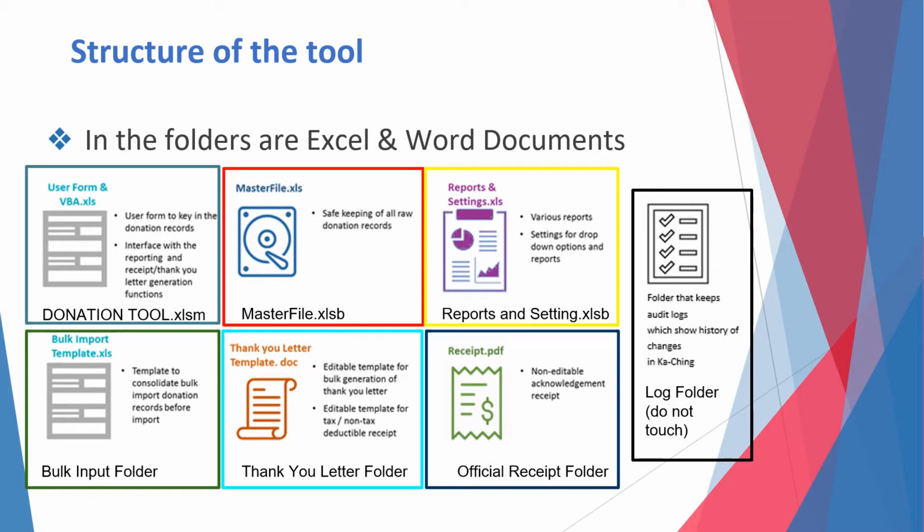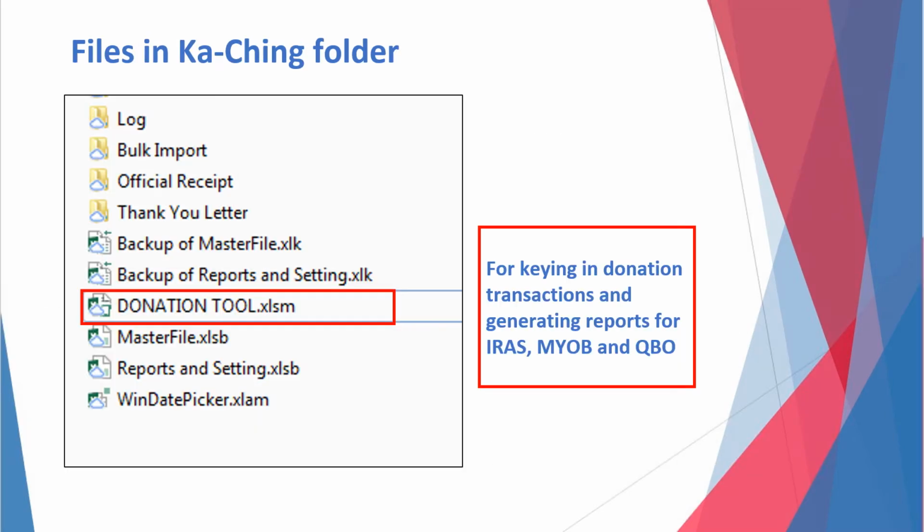For users, you will be using all the files and folders, except for the log folder, which is the audit log report from the system. This folder is exclusively for admins. The most important file that you would be using often is the donation tool workbook. This is where you would key in donation transactions and generate reports. We would further explore the donation tool and its dashboard in the later parts of this video.